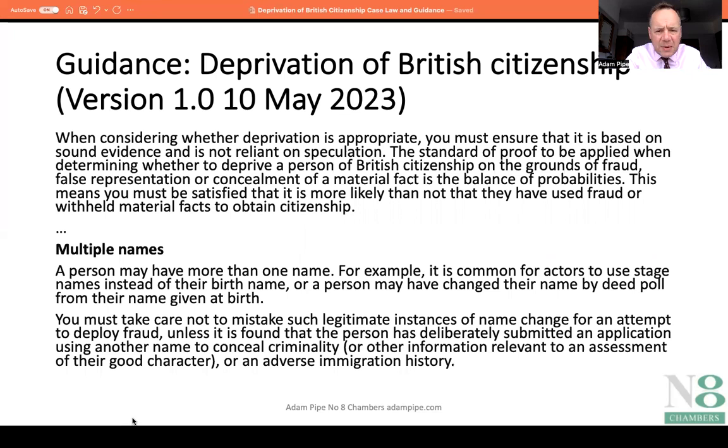When considering whether the deprivation is appropriate, you must ensure that it is based on sound evidence and not reliant on speculation. So that's worth setting out in your representations. The standard of proof to be applied when determining whether to deprive a person of British citizenship on the grounds of fraud, false representation, or concealment of a material fact is the balance of probabilities. So you've got to be satisfied that it's more likely than not.